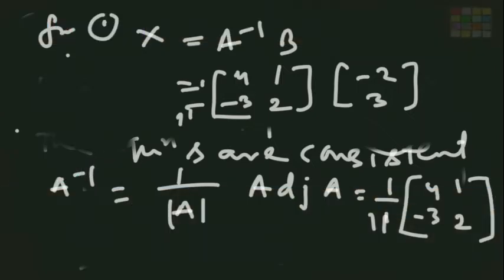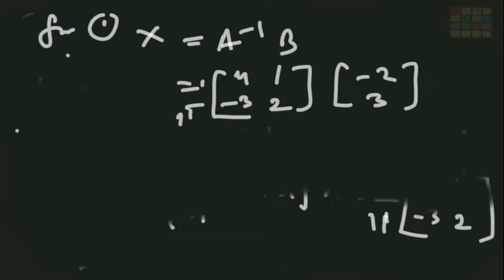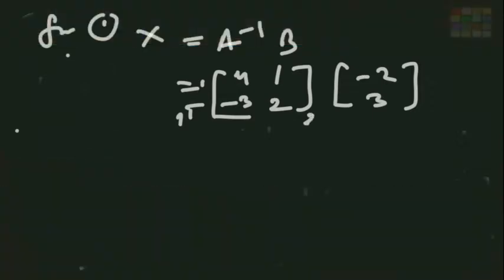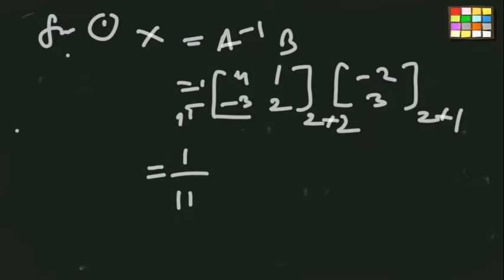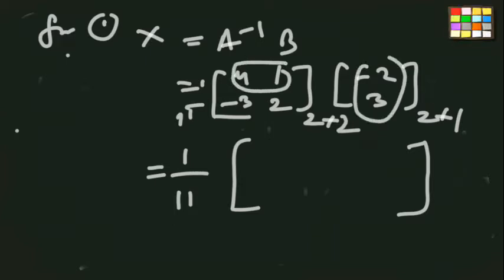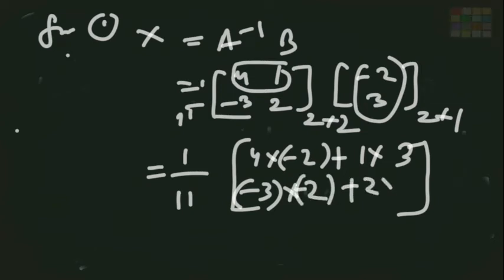Next, you will just simply multiply and you will get the answer. Please see how I do it. This is a 2 cross 2 matrix, this is a 2 cross 1 matrix. Our answer will also be a 2 cross 1 matrix, that means 2 rows and 1 column. First row, first column: 4 into minus 2 plus 1 into 3. Then second row, first column: minus 3 into minus 2 plus 2 multiplied by 3.